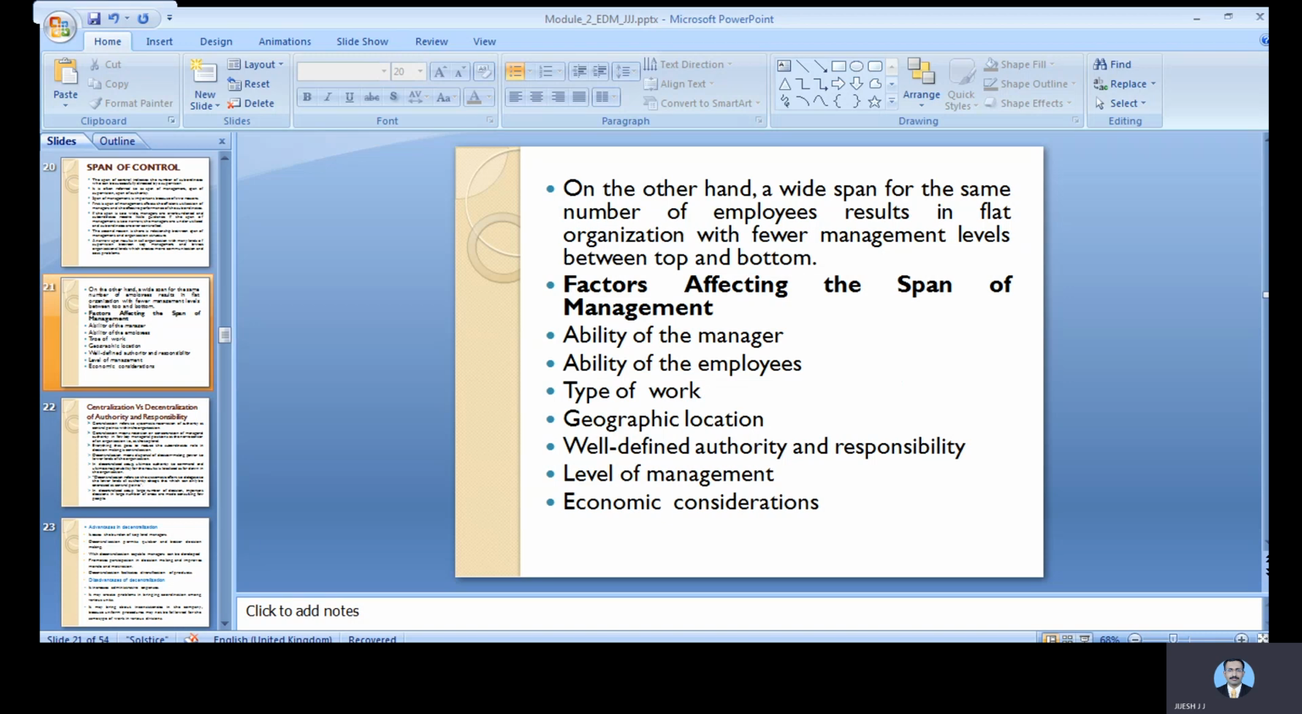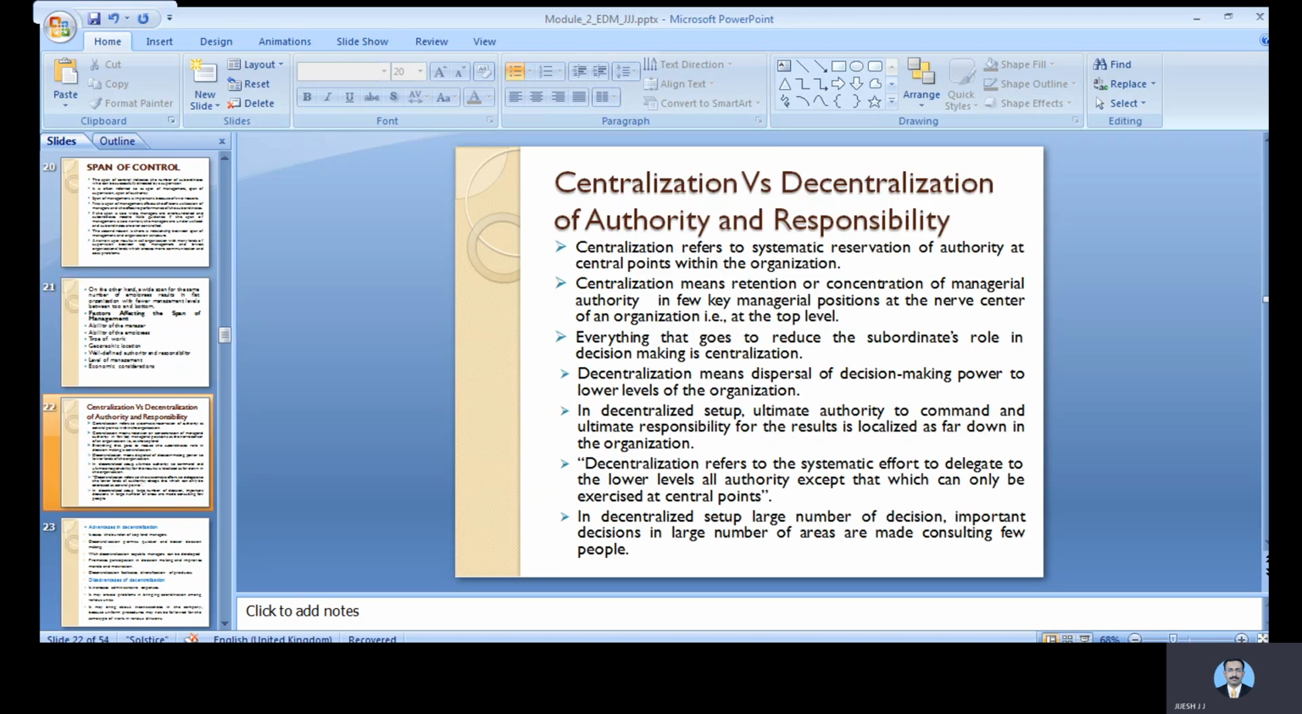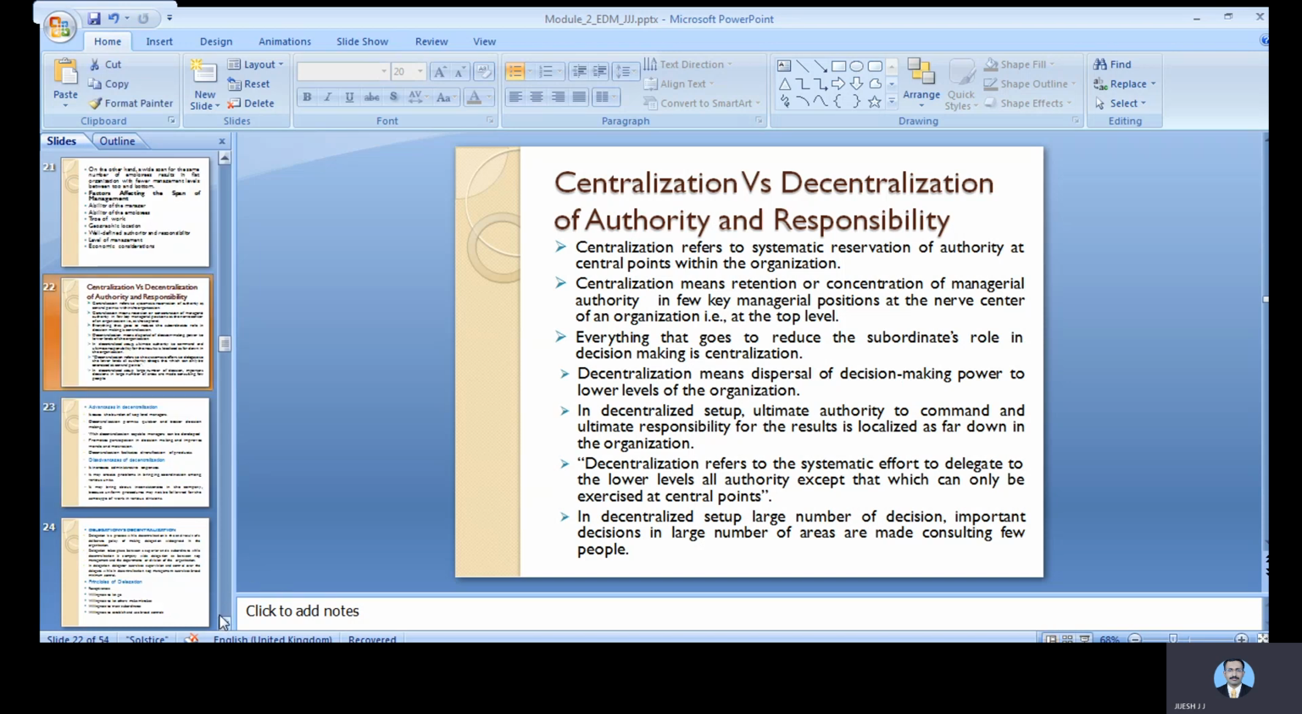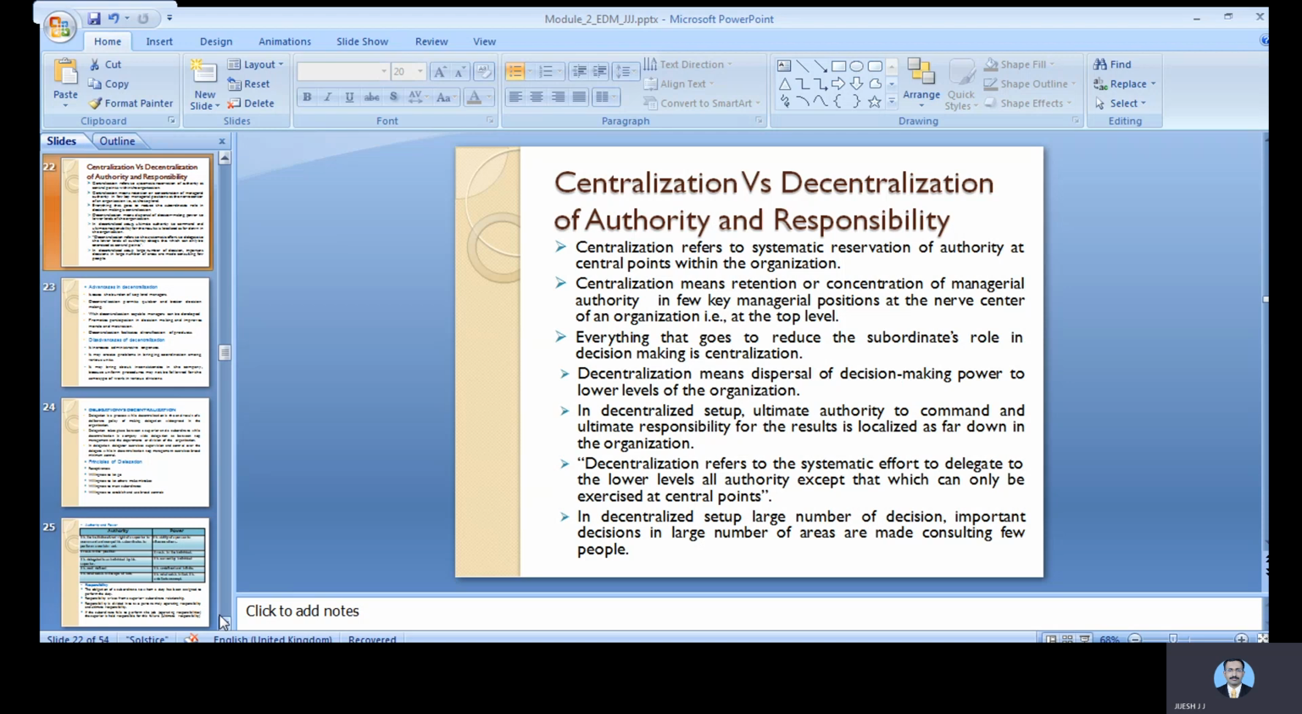The main factors which affect the span of management are the ability of the manager, ability of the employees, type of work, geographic location, well-defined authority and responsibility, level of management, and economic considerations. All these are some of the factors which can affect the span of management. Along with that, we'll be discussing centralization and decentralization. Most of us might have heard about the process of centralization and decentralization of authority and responsibility. Some things are done centralized and some have to be decentralized based on the requirement of the industry.